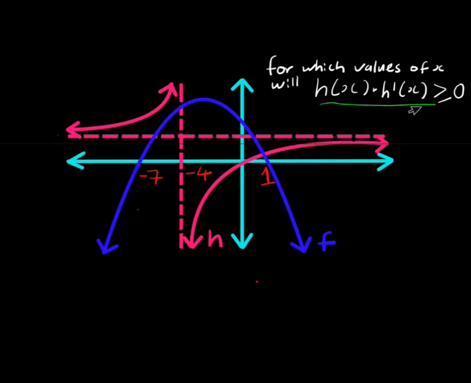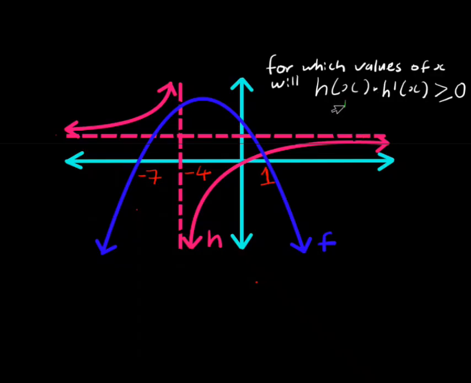So now they said for which values of x will h of x times h prime of x be greater or equals to 0? So we need it to be positive, right? Greater than 0. For it to be positive, we want it to be positive multiplied by positive or negative multiplied by negative. So this particular portion, h of x, tells us that we must focus on the x-intercept of h.